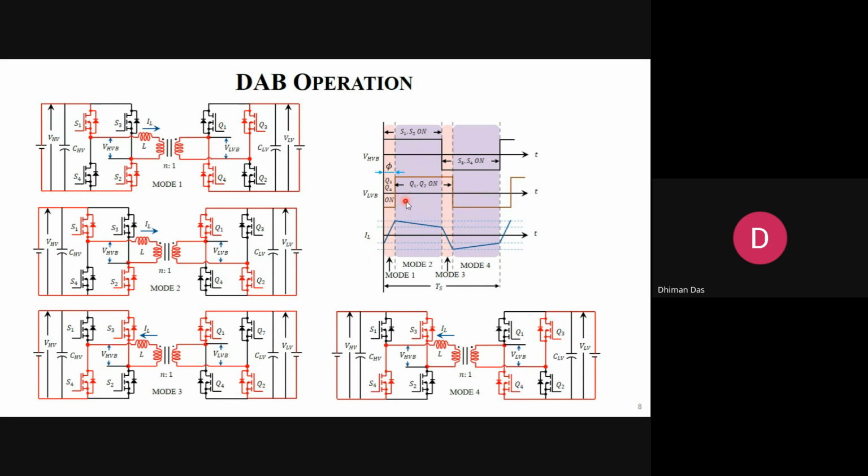Now here you see a similar concept to PSFB. This is mode 2. You see in this mode 2, this common voltage will cancel each other. Because of this common voltage, there is no voltage difference. So the inductor will try to discharge slowly.